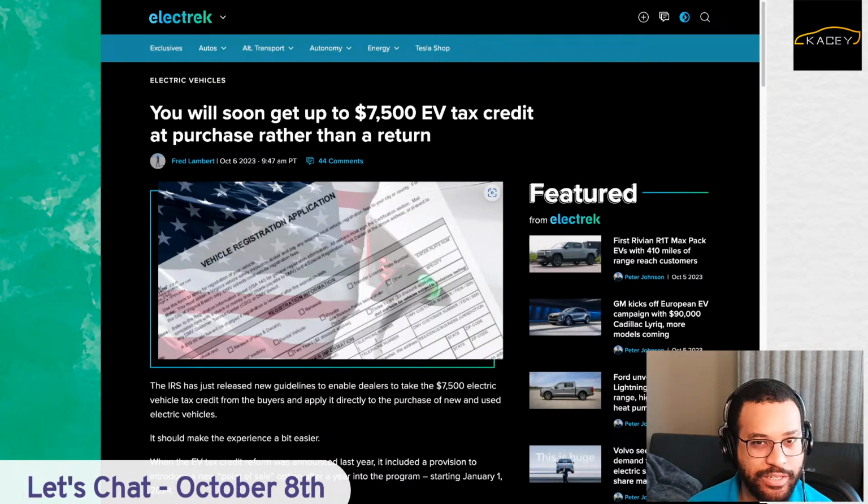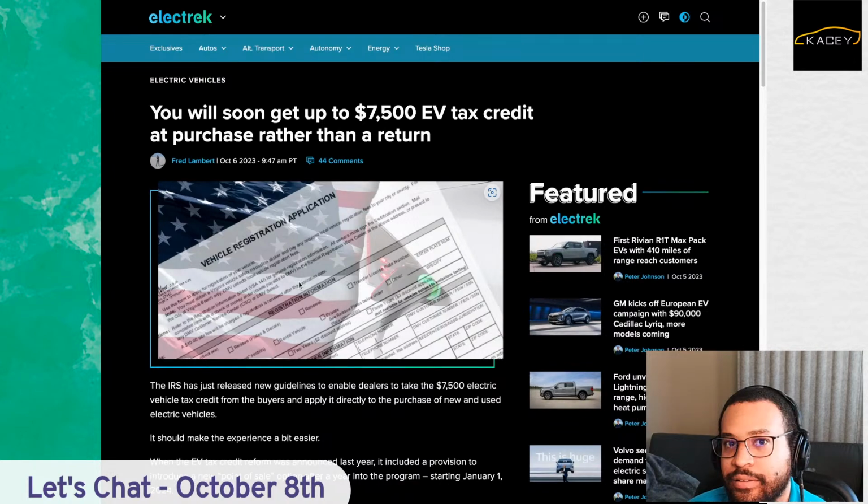And what's changing is now instead of having to wait until tax season, you get to just flip it around to the dealer or the person with the dealer license. That would include the Tesla galleries and stores. They can then flip it around and apply that rebate to the car. So your price would go down by up to $7,500.